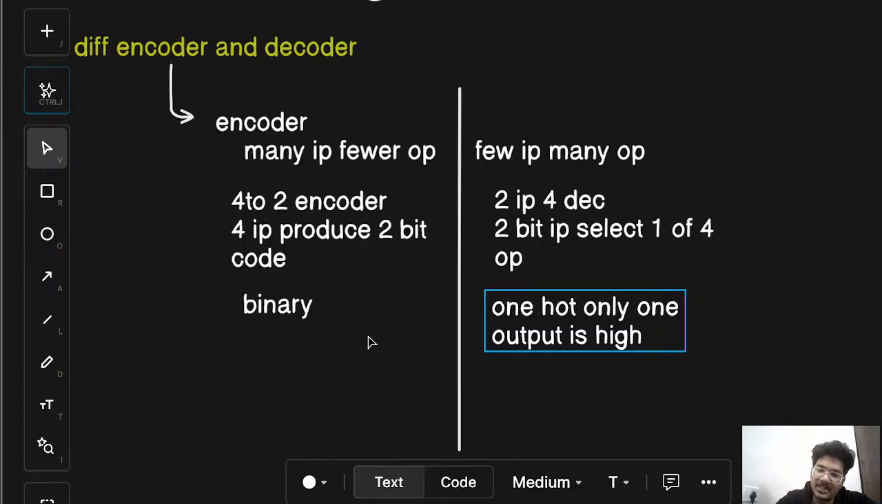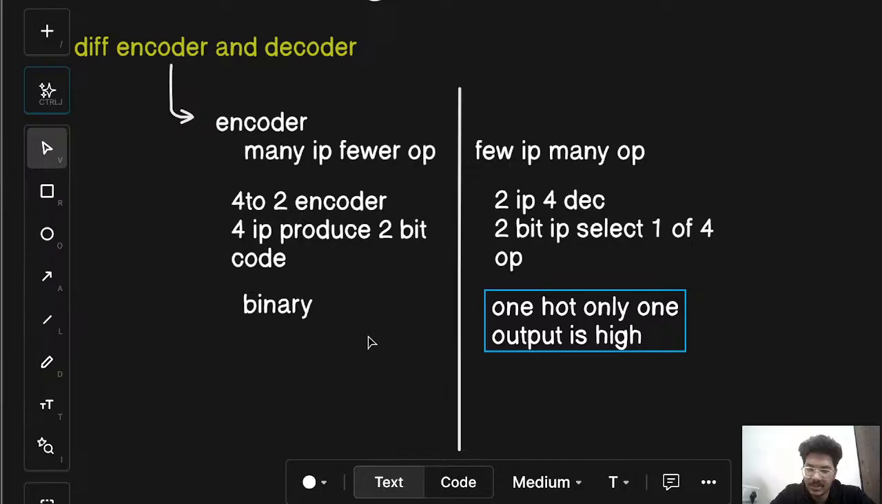So we see the applications of encoders and decoders. Encoder applications are keyboard scan code generation, priority encoders for interrupts, and data compression. Decoder applications are memory chip selection, address decoding, and 7-segment display drivers, in which few inputs but many outputs are there. Also multiplexers and instruction decoding.